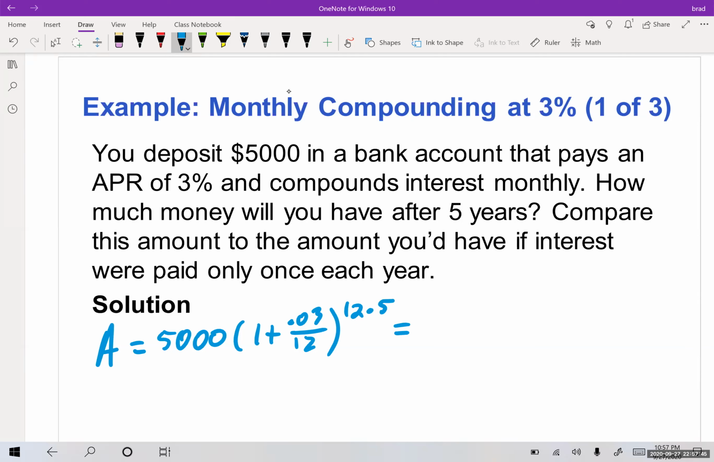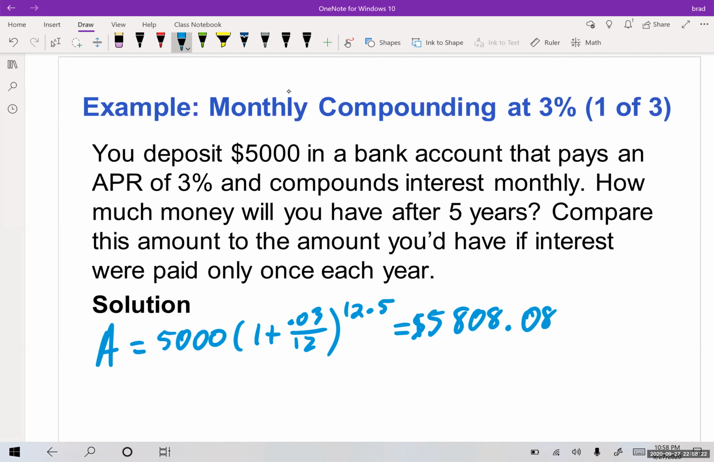So let's see what we get. I'm going to take out my calculator once again, and I'm going to do 5,000 times parentheses 1 plus 0.03 divided by 12, close parentheses, to the power of, what is that, 60? 12 times 5 is 60. So I get $5,808 and approximately 8 cents. It says how much money would you have at the end of 5 years if you compound it monthly? We would get $5,808.